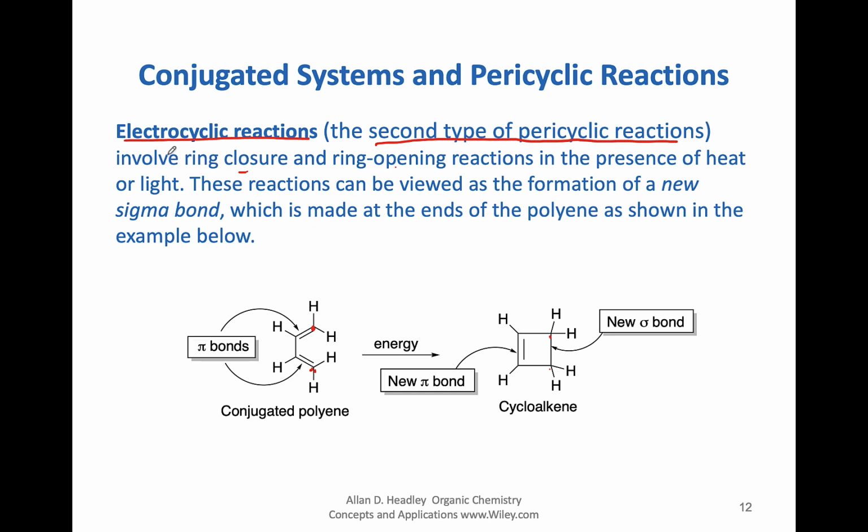So, electrocyclic, as the name implies, is cyclic, so it forms a ring, as shown here. And it starts off with a conjugated polyene. So we're not looking at two reactants as we did for the cycloaddition. We're looking at just one reactant that's a conjugated polyene. Let's see how that works.